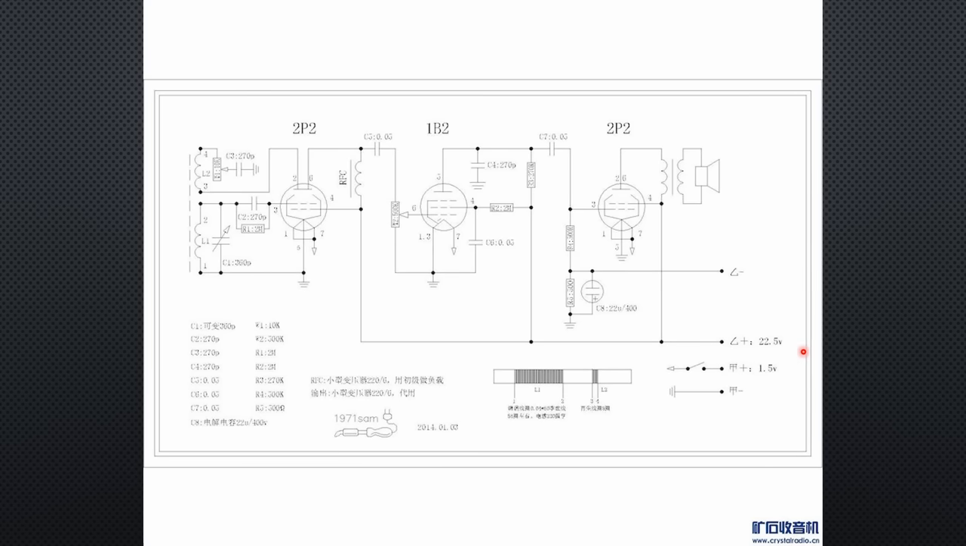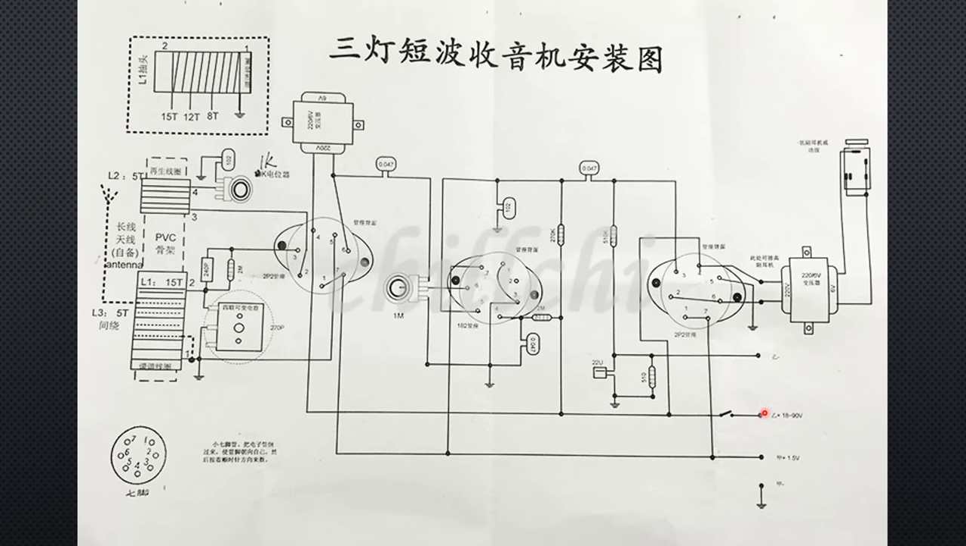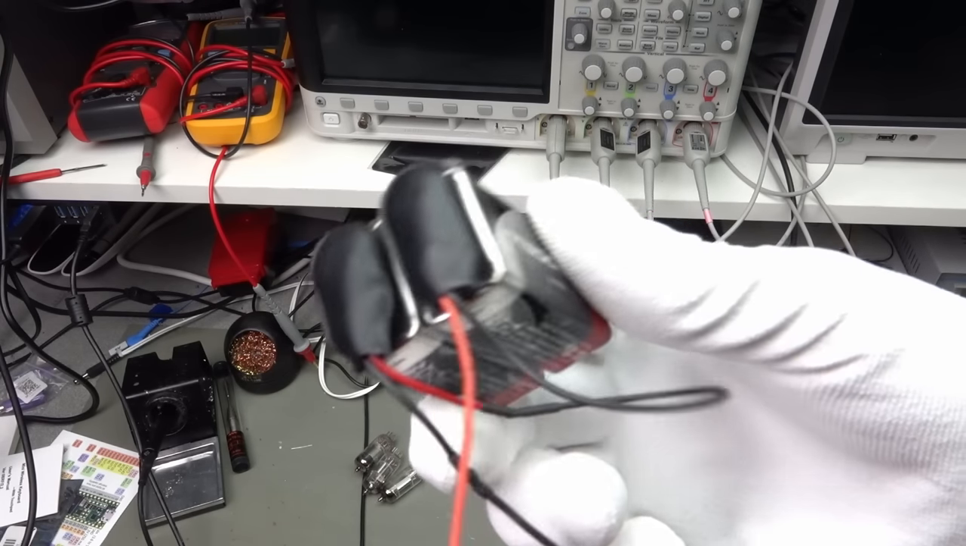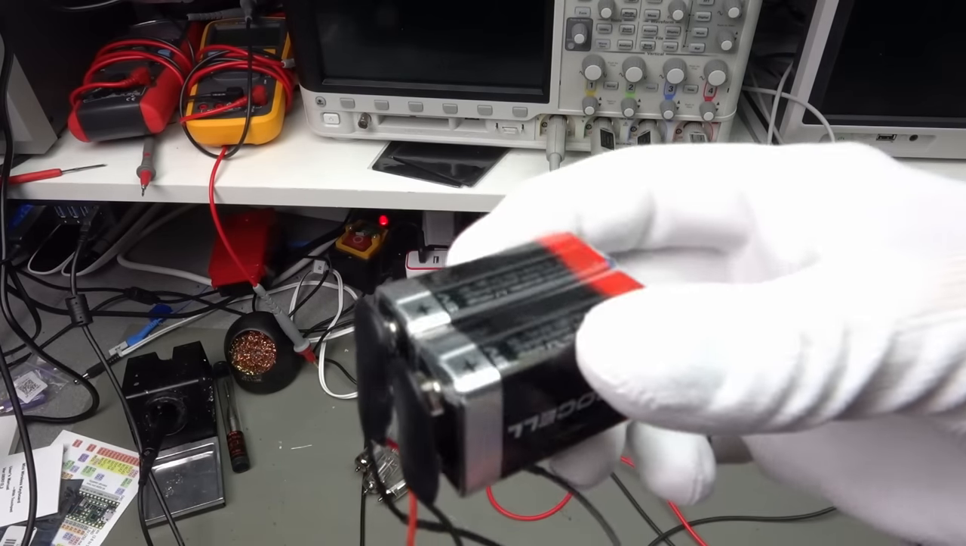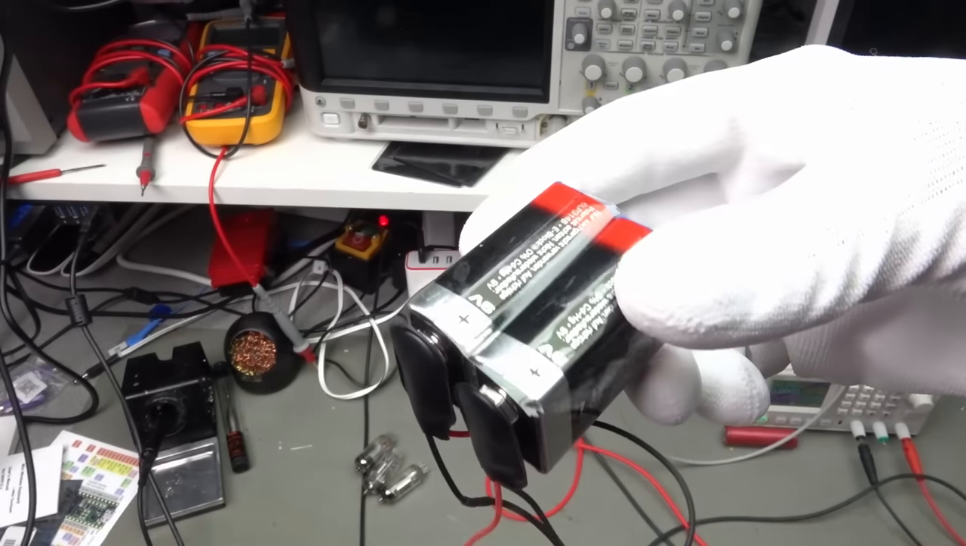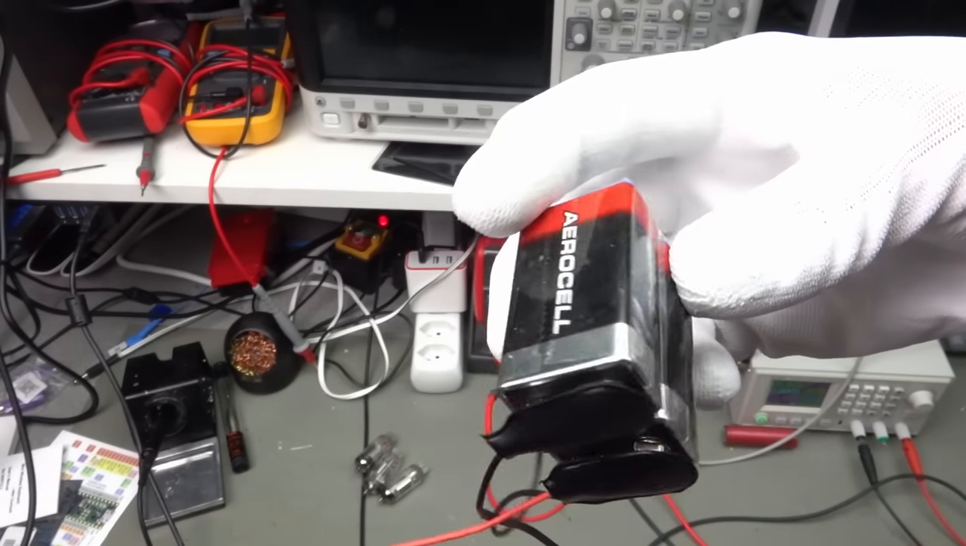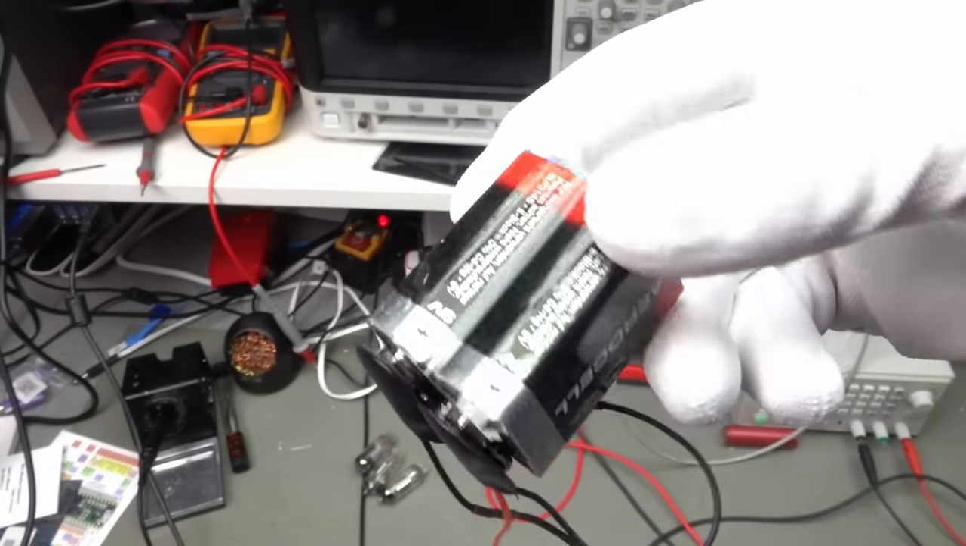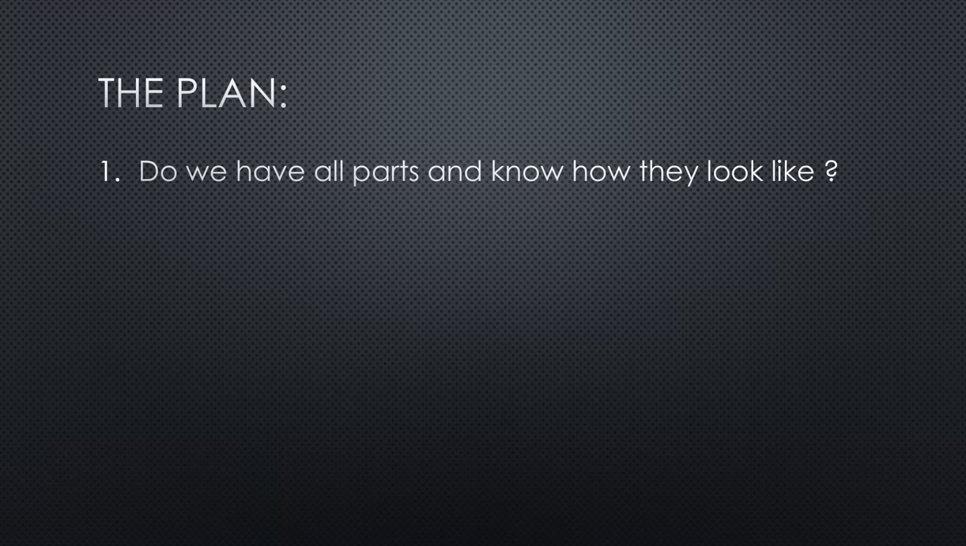This diagram says 22.5 volts and this one 18 to 90 volts. So I decided to add a second 9 volt battery. Now we have 19 volts with fresh batteries. Should be okay. If not, we always can add a third one. Now I can go on to step number 2.